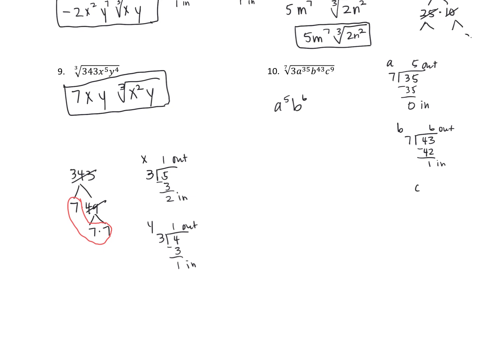And then let's see, for the c, we're looking at 7 into 9. 7 goes into 9 once. You multiply and subtract, so 1 comes out, 2 stays in, so c to the 1st comes out. And let's see what all is left in. We have a 3, no a's, 1 b, and 2 c's. So that would be the simplified version of the radical.